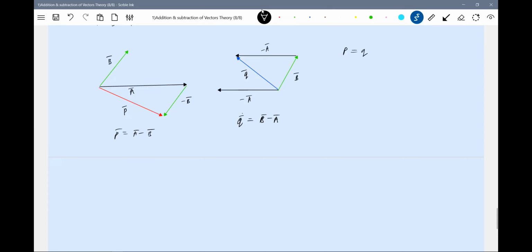P equal to Q, and P bar not equal to Q bar. So therefore what we can write: A bar minus B bar is not equal to B bar minus A bar. It is not commutative, is what we are showing here.